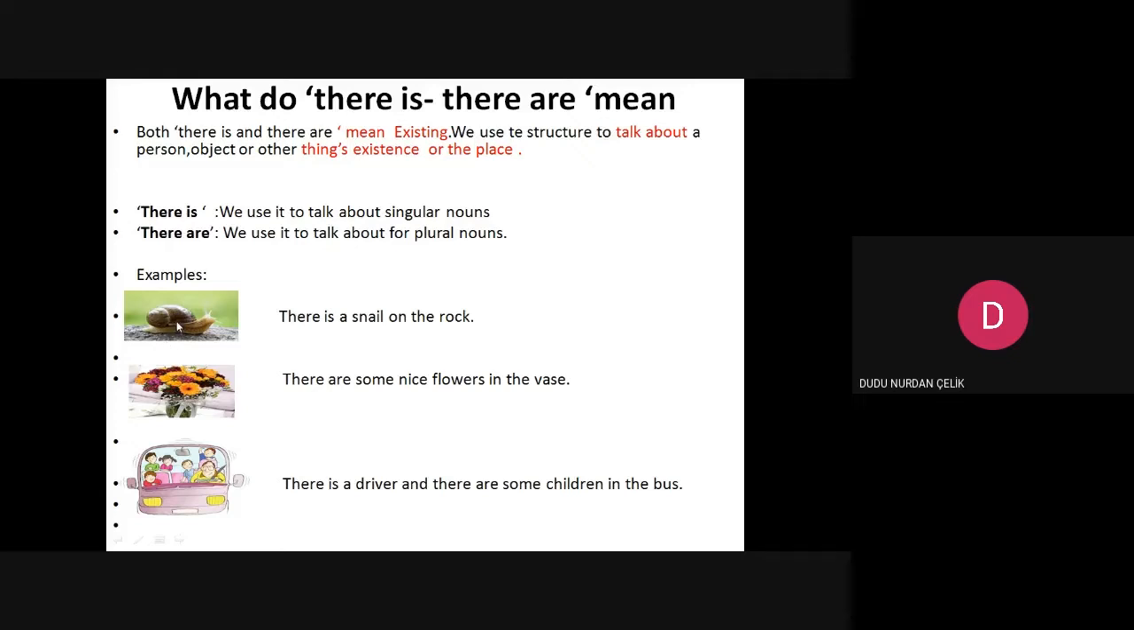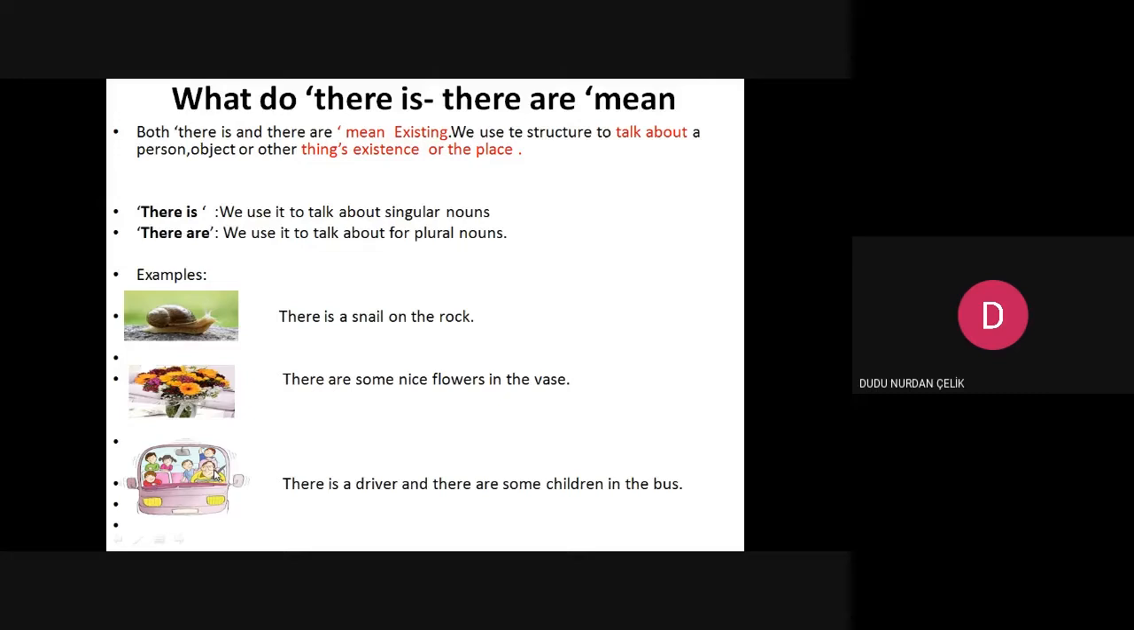Let's do this example. There is, because it's singular, there is a snail on the rock. We can see the snail on the rock, so we say there is. The second picture, nice flowers in the vase. We can see the flowers and the vase, and we can say there are some nice flowers in the vase.